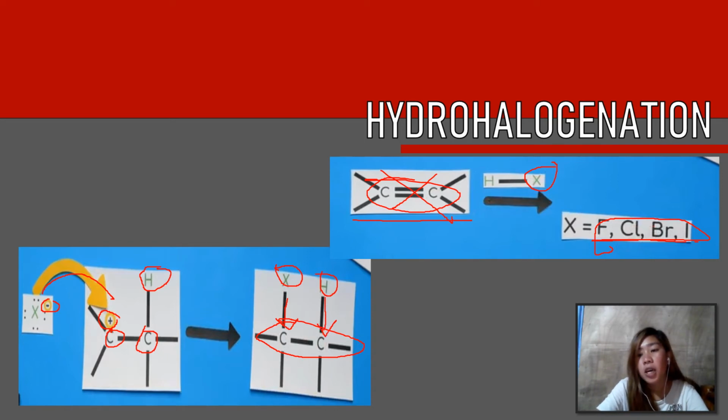But to clarify, since this is a symmetrically substituted alkene, these two can be placed on either carbon. We can have the hydrogen atom connected to this carbon, and we can also have the halide connected to this carbon. It won't matter. It will still be correct because ethene is a symmetrically substituted alkene.